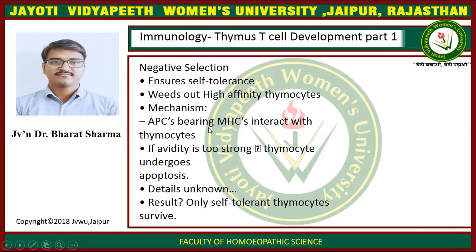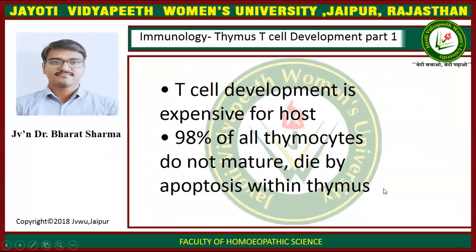Mechanism: APCs bearing MHC interact with the thymocyte. If the avidity is too strong, the thymocyte undergoes apoptosis, and only self-tolerant thymocytes survive. T cell development is expensive for the host. 98% of all thymocytes do not mature and die by apoptosis within the thymus.